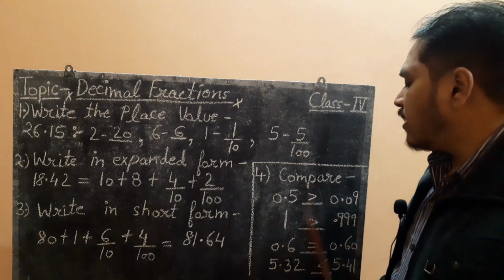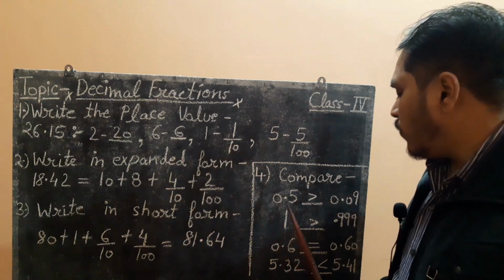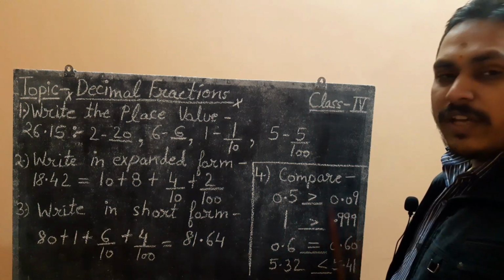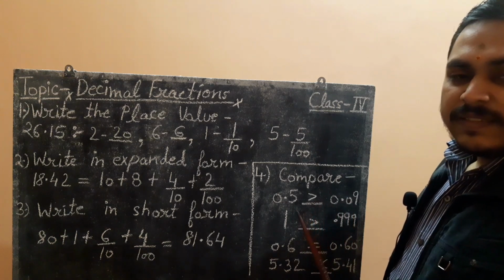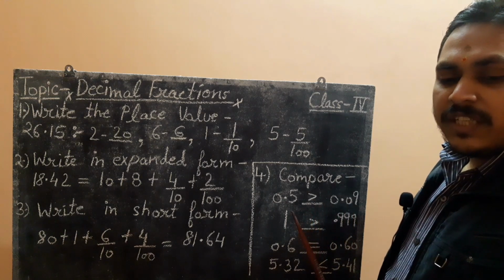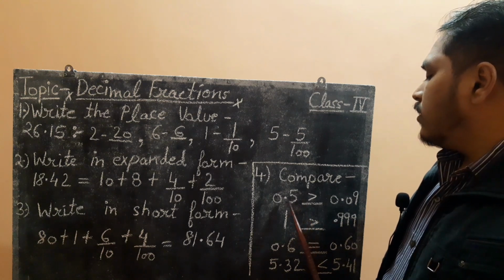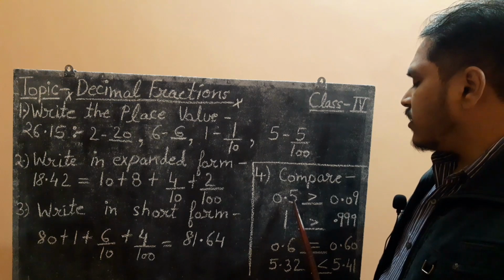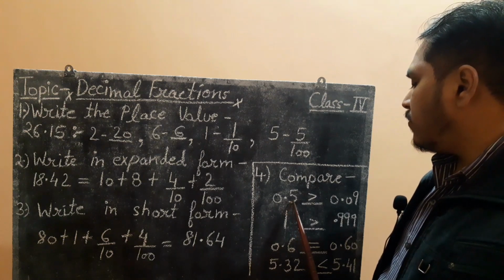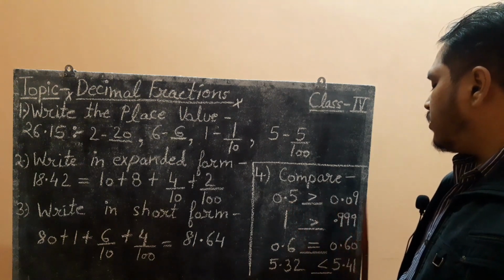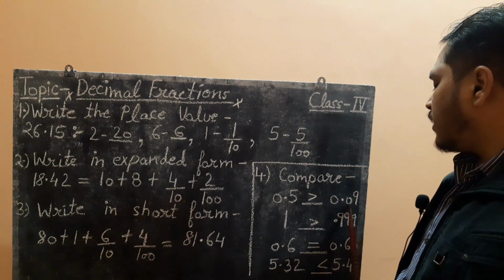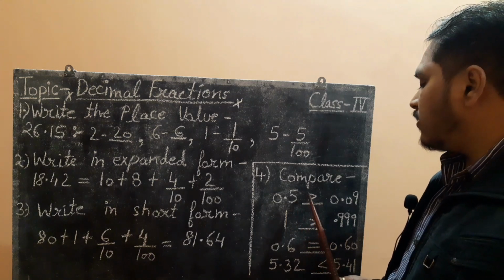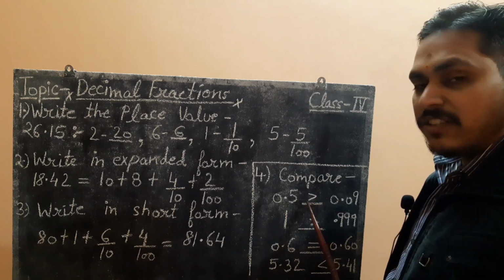Last question, fourth one. Here you have to compare the fractions. The first two fractions are 0.5 and 0.09. So when you will compare the fraction, start from the first digit after the decimal. In 0.5, the first digit after the decimal is 5. And in 0.09, the first digit after the decimal is 0. So which is greater? 5. That means 0.5 is a greater fraction.